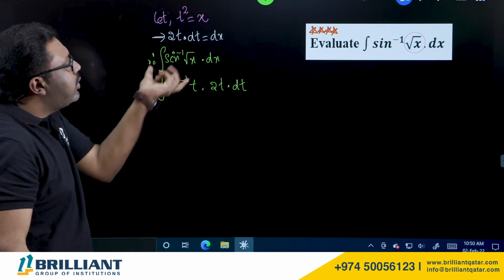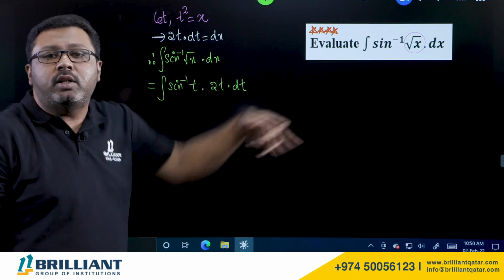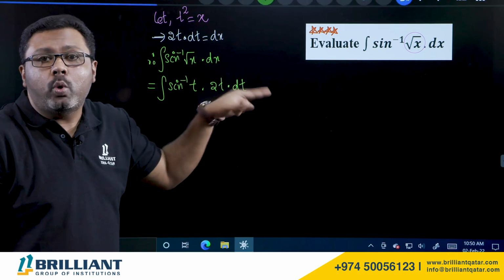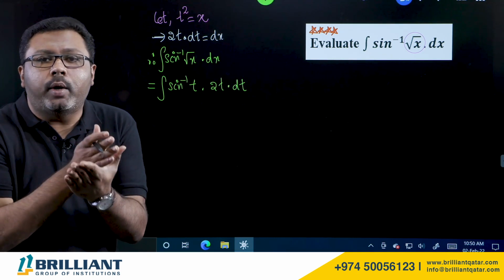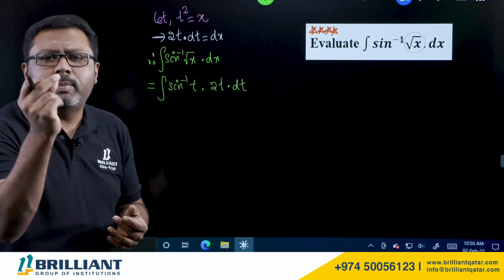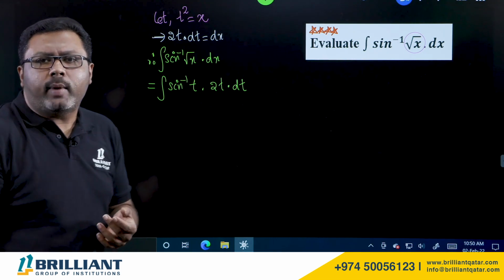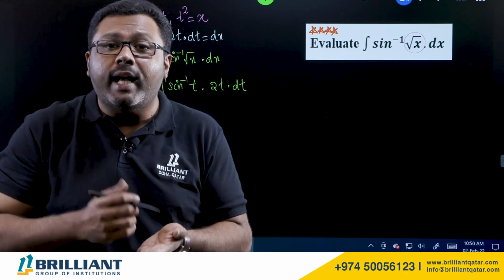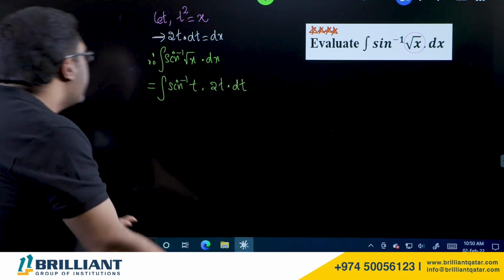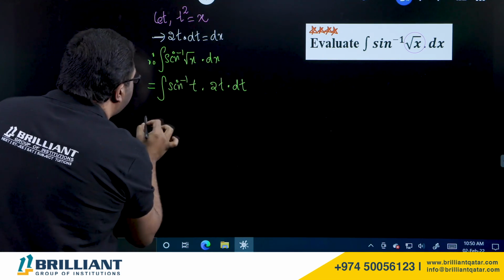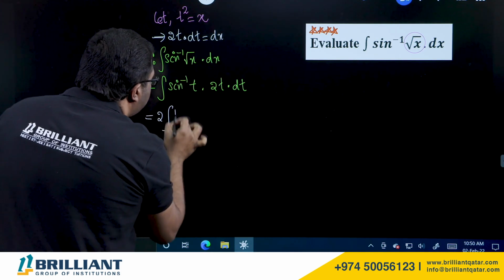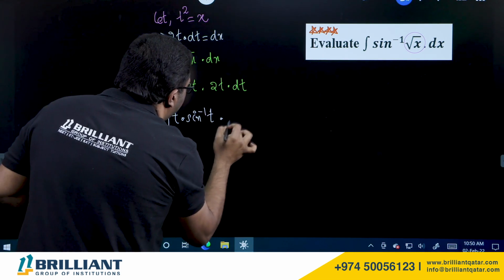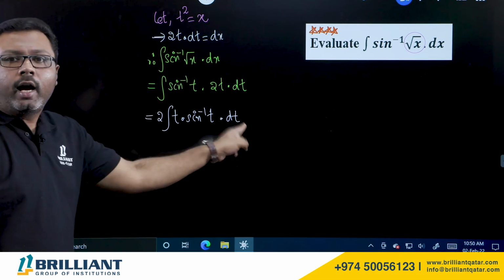So my intention was very clear. I had to make a substitution for root x. Whenever you have a square root form, whatever is inside the square root is going to be put as t squared. Keep this hint in mind. Very good 2-mark questions can come from this method of substitution. Put whatever is inside the square root as t squared. So now this is going to be 2 into the integral of t sine inverse t dt. So again isolate the product.